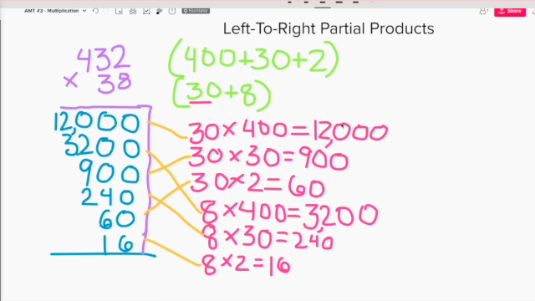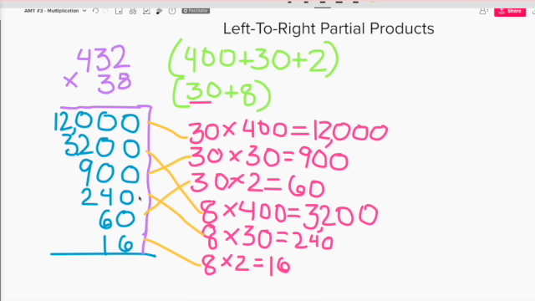So as you can see, I put the 12,000 here because that was our largest number. The second largest number was 3,200, and I put that right underneath. And then our third largest number was 900. I put that right underneath that one. Next up was 240, which I got from right here, and 60, which I got from here. And last but not least, 16, our smallest number, came from this right here.